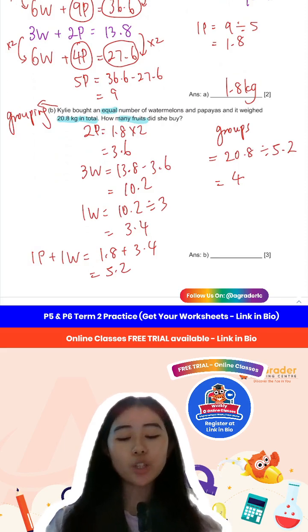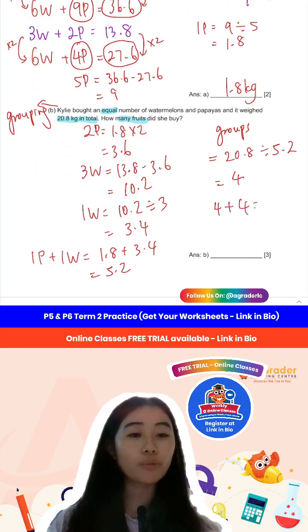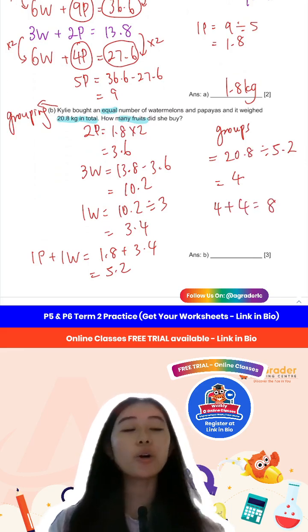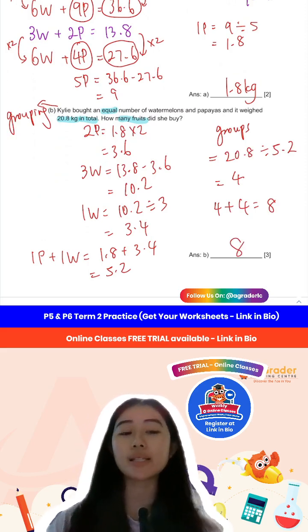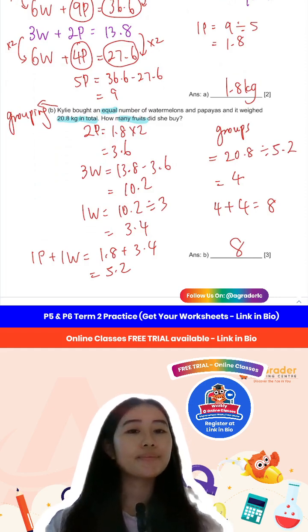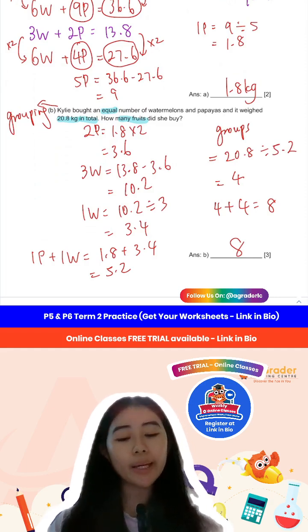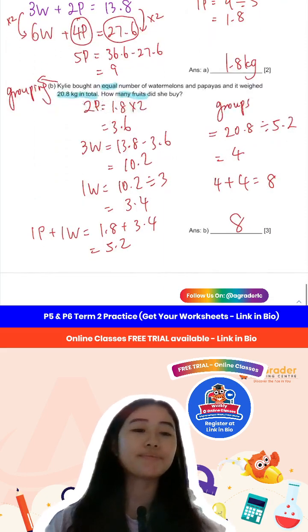So that means that she bought 4 papaya and 4 watermelon. So how many fruits is that? 4 plus 4 is 8. Okay, or you can just times 2. That's also okay. So 8 is your final answer. 4 papaya plus 4 watermelon.